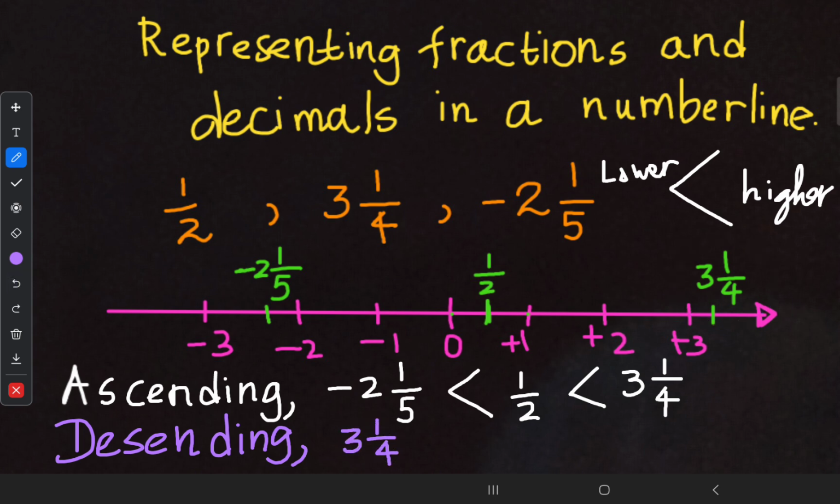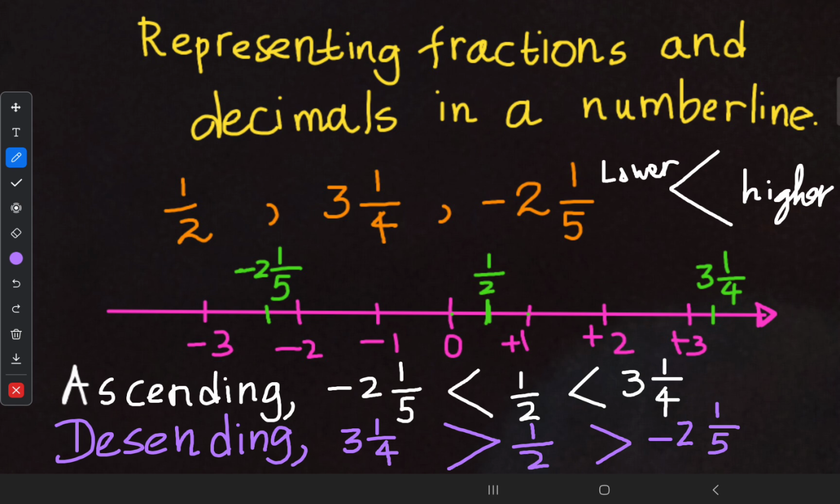This is the greater value, so you have to use your symbol like this. This is the greater one, no? So your open side should face this greater value. And half is your intermediate one. The lower one should be negative 2 into 1 upon 5.